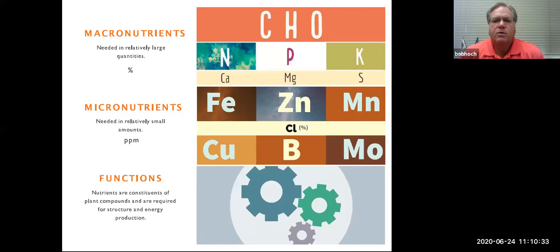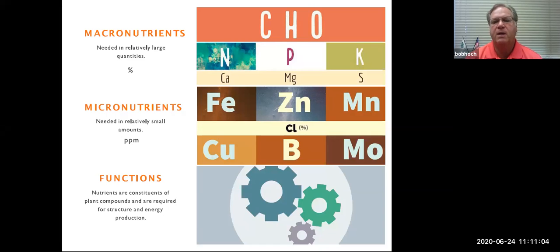So those 6 are considered the macronutrients, and N, P, and K are typically required in just a little bit more than the calcium, magnesium, and sulfur. And I'll go through those individually as we go. The rest of them are considered micronutrients. They're still very important. They're essential for normal plant growth, but they're required in relatively small amounts within the plant.